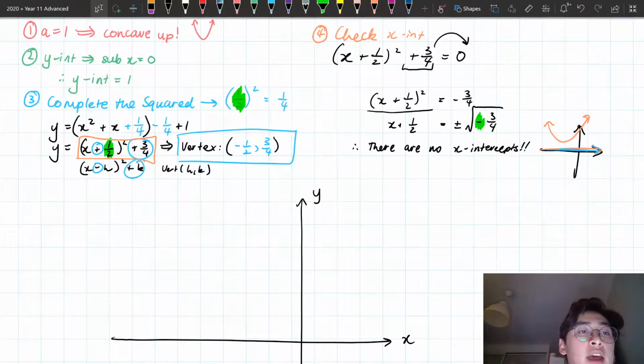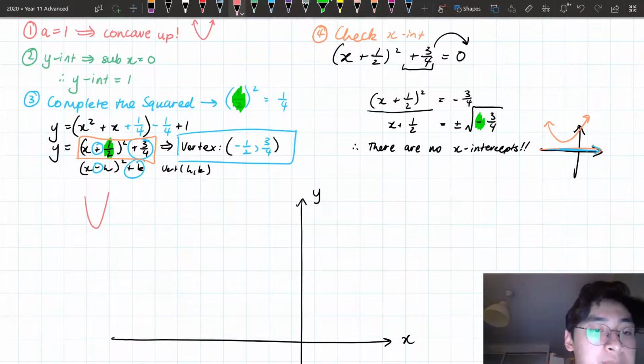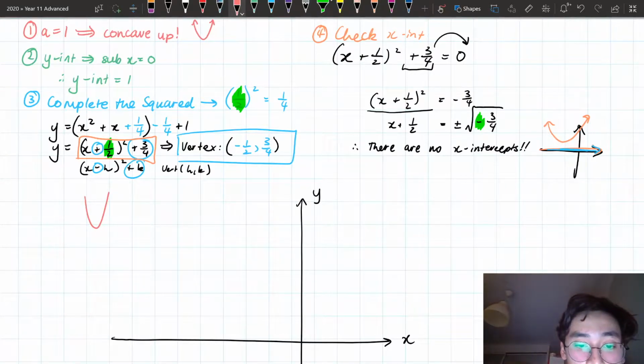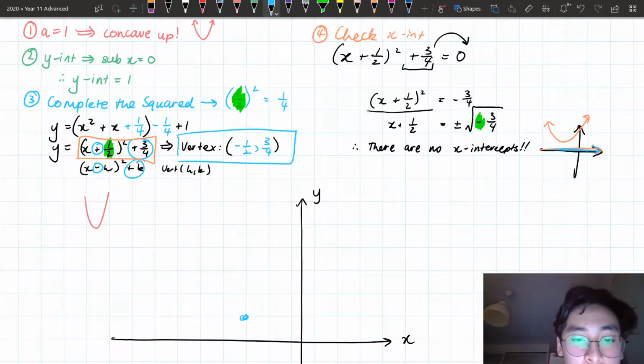So what I notice is that it's concave up, so I know that the graph is going to look something like this. I know from the completed square form that the vertex is negative 1/2, 3/4, so it's somewhere around here. I'm not going to actually put the point on yet. I'm just drawing a dot around here so I know where it is. I know the y-intercept is at 1, so somewhere around here-ish. It's a little bit above that vertex.